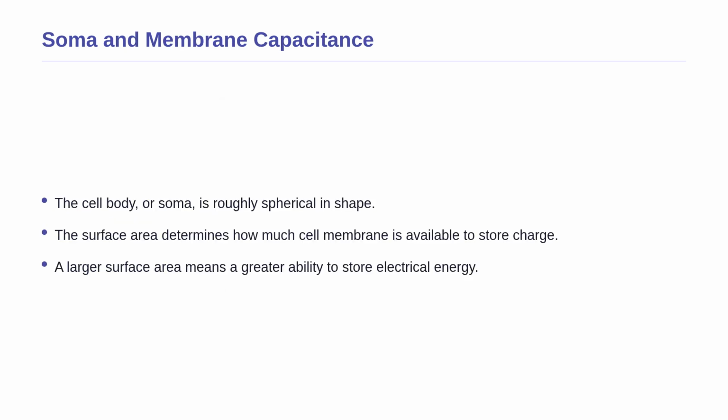Now that we have visualized the neuron, let us understand how its physical size affects its function. We must look specifically at the physical size of the cell body, or soma. The soma is roughly spherical, and its surface area determines how much cell membrane is available to store electrical charge. This property is known as membrane capacitance. A larger surface area means more space for ion channels and a greater ability to store electrical energy before firing a signal. This mathematical relationship perfectly illustrates why larger neurons behave differently than smaller ones in our nervous system.